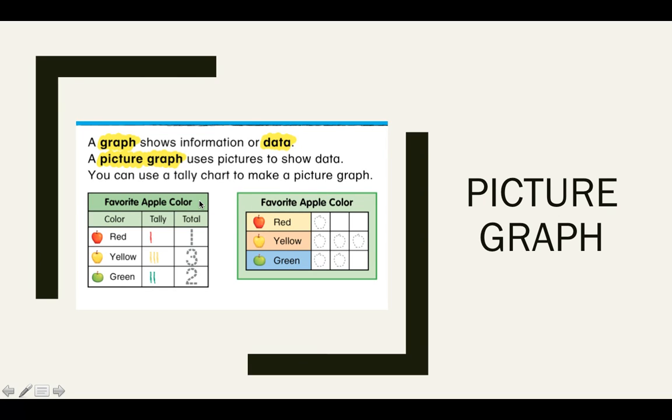For example, this tally chart is about favorite apple color. This picture graph is also about apple colors. We have red, yellow, and green. One person liked a red apple, so then we would draw one red apple. 3 children liked yellow, so we draw 3 apples. 2 children liked green apples, so we draw 2 pictures.